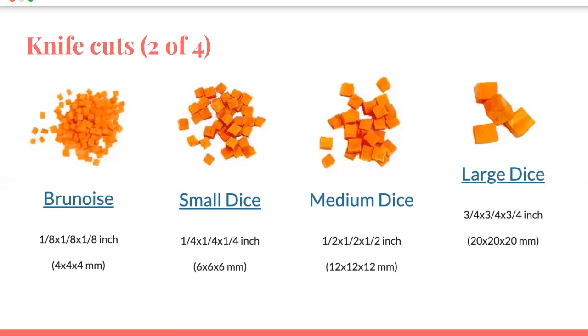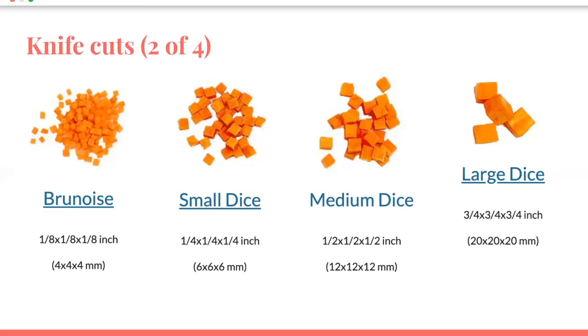And next dice is medium dice. The medium dice measures half inch by half inch by half inch, and it is a smaller version of large dice. This is generally a good choice when a recipe doesn't specify the size of the dice. So when a recipe says dice tomato, it is good to make a medium dice of tomato.